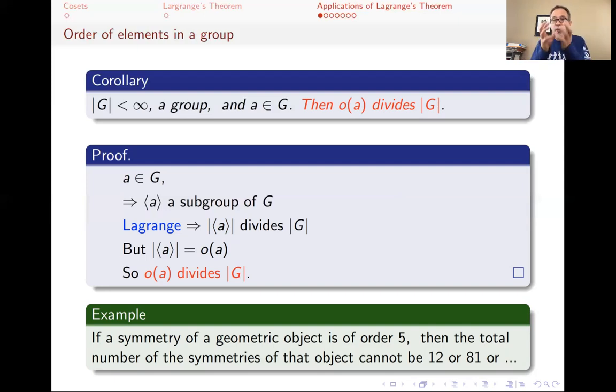Somehow or another, one symmetry puts a restriction on the total number of symmetries of the object. Or thought the other way around, if you know the total number of elements in the symmetry group of an object, then there are restrictions on what kinds of symmetries the object can have, what the order of those elements are. And this is not 100% trivial. This is something that you would have to argue and think about to see why it is true.